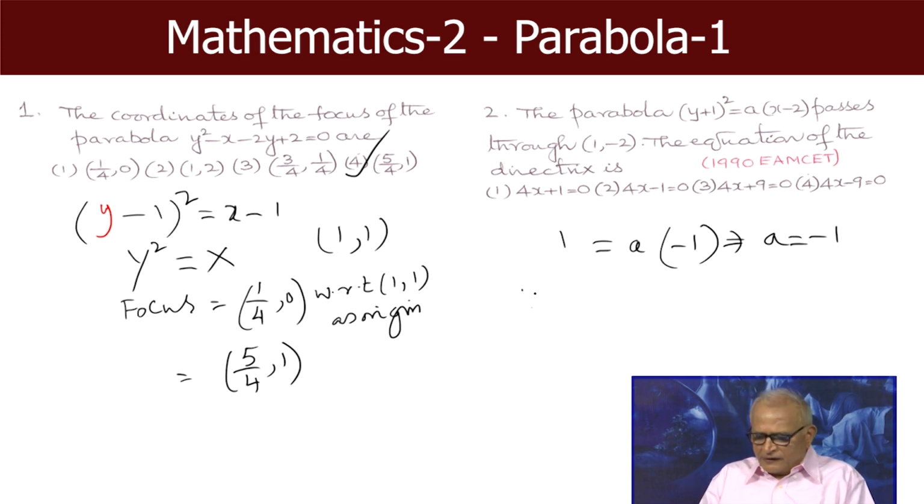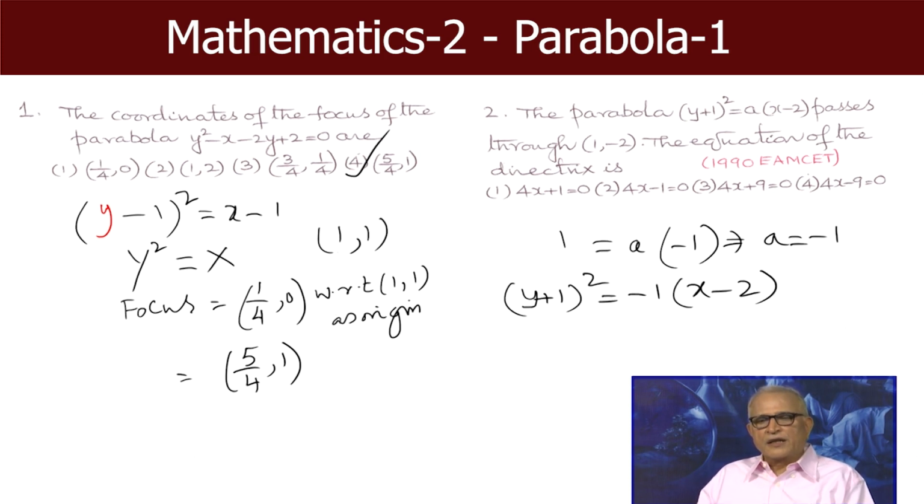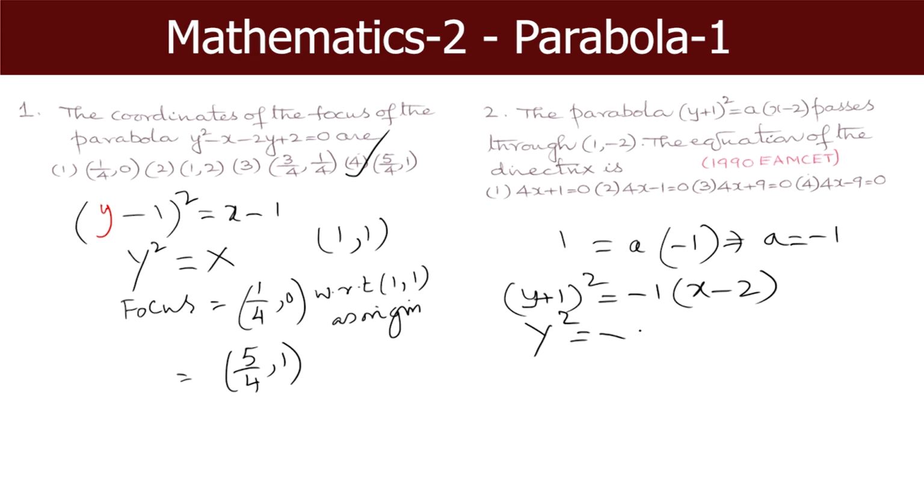Therefore, the equation is (y+1)^2 = -1(x-2). Now, by shifting the origin to the point (2, -1), this is y^2 = -x with respect to (2, -1) as origin.